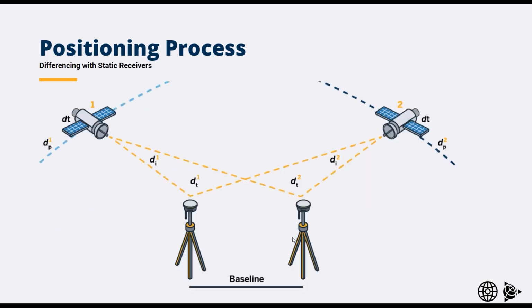So keep those baselines short is the moral of this story, right? Now, if we expand on this and we start thinking about adding in a second satellite and second signals in the same scenario, here again, we can begin to cancel out more of the variables, right?